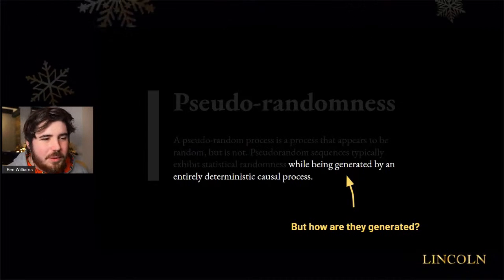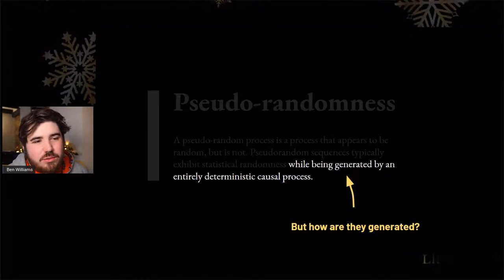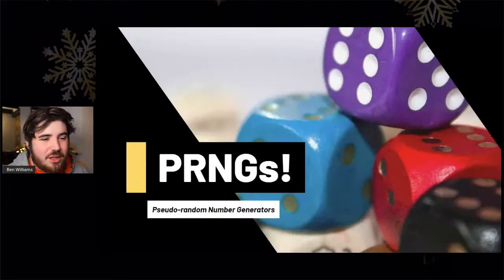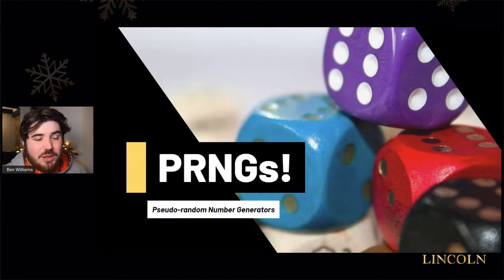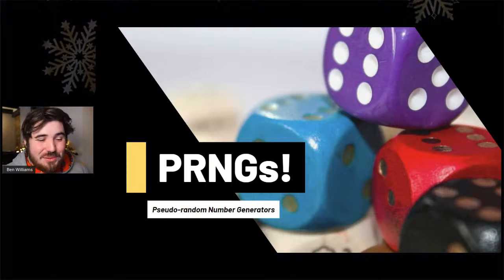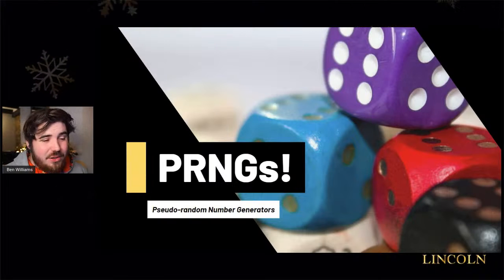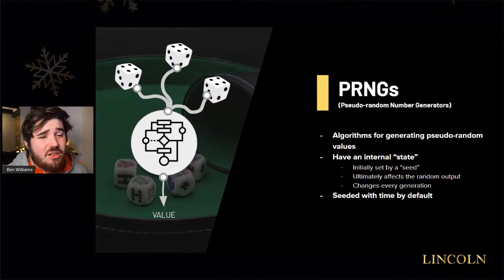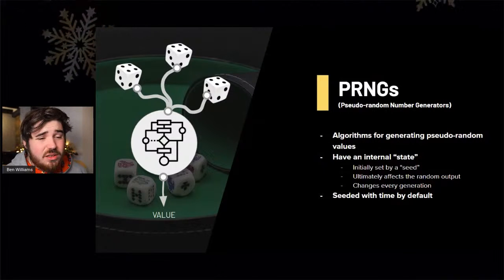I've talked a lot about this, PRNG, and I've said, oh, they're just algorithms for generating things that look random. But how do we actually do this? How do we generate stuff? Well, this is what PRNGs are, they're just ways of doing this. And we're going to talk about how PRNGs work. So PRNGs are just algorithms for generating pseudo-random values.